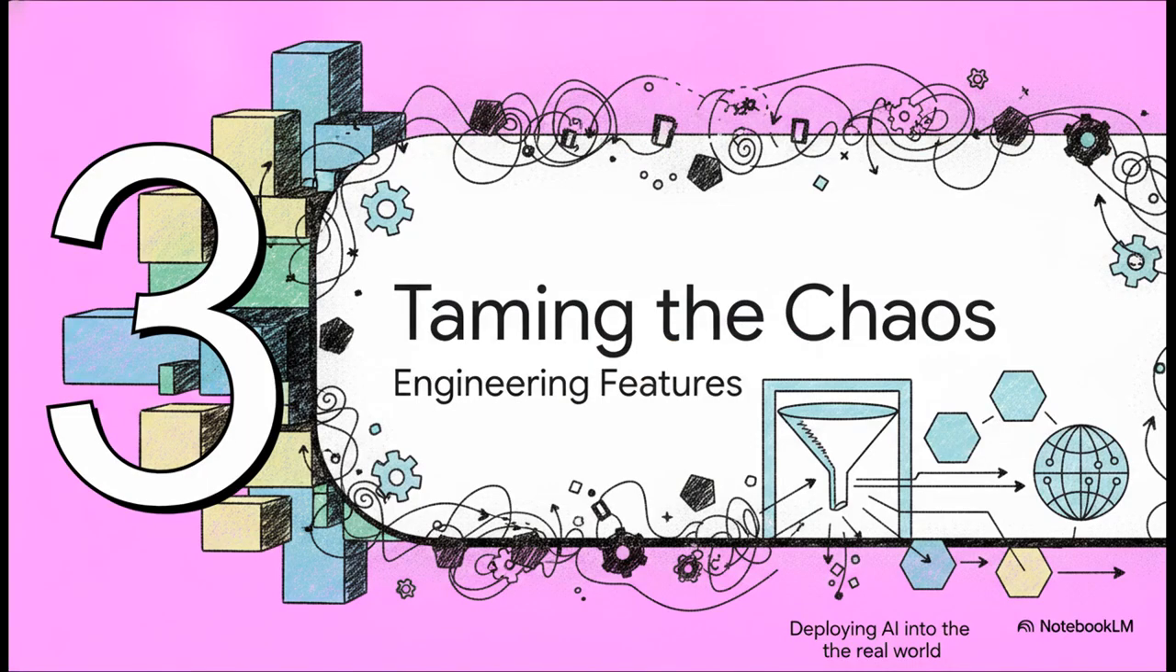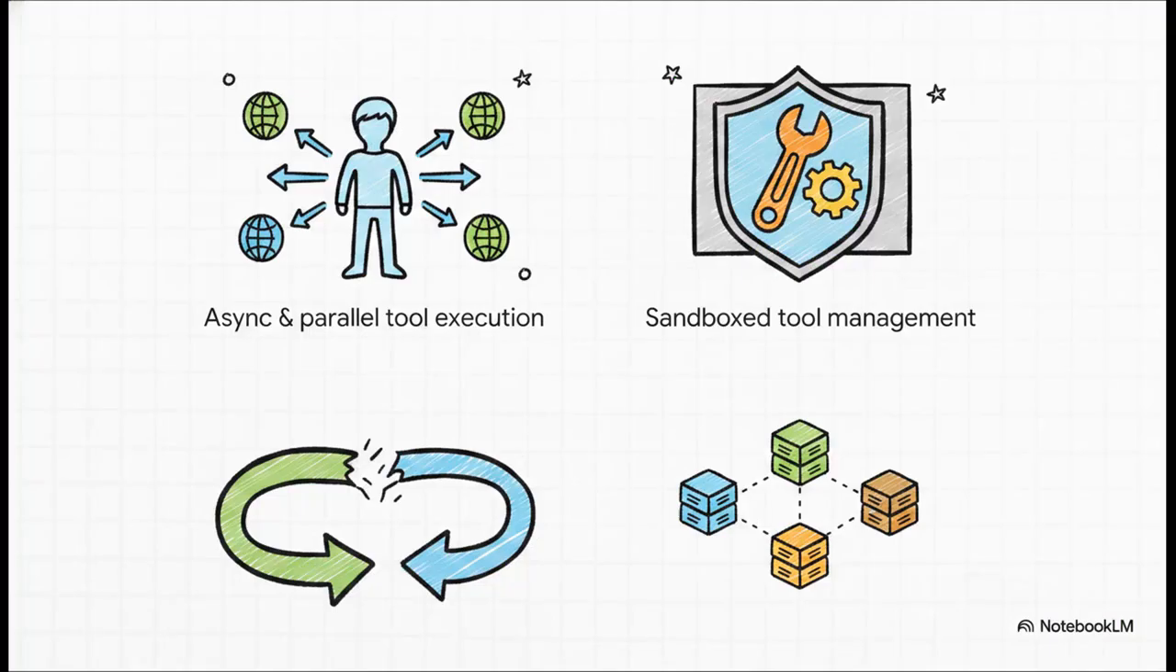Section 3. Taming the chaos. Advanced engineering features. Okay, so remember those developer headaches we talked about earlier? Here is exactly how AgentScope knocks them out. With asynchronous and parallel tool execution, if an agent needs to search 5 different websites, it fires off all 5 requests at the exact same time. No more sitting around waiting. Then there's sandbox tool management, which separates the tool definitions from the core reasoning.